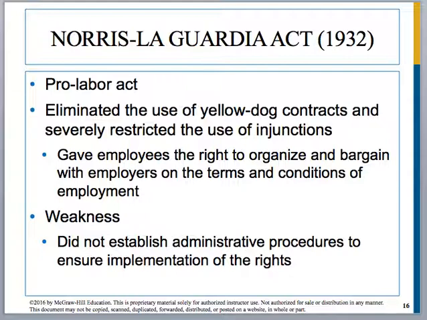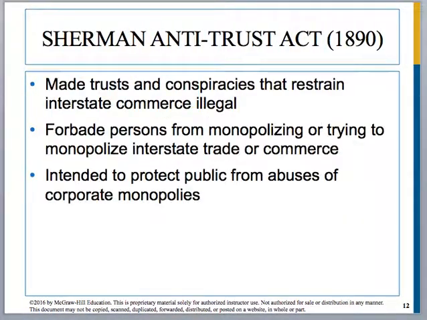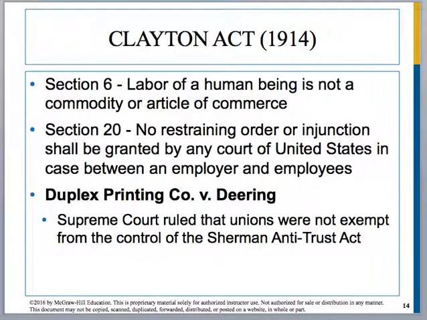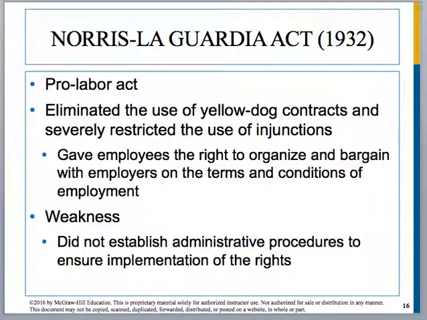So let's go back really quick. All right, 1917, yellow dog contracts were enforceable. 1917. 1932, they're now not. They're out. Can't do it. Right? It gave you as an employee the right to organize, to bargain with your employers on the terms and conditions of employment. You were no longer chattel. You weren't property. You weren't just a number.